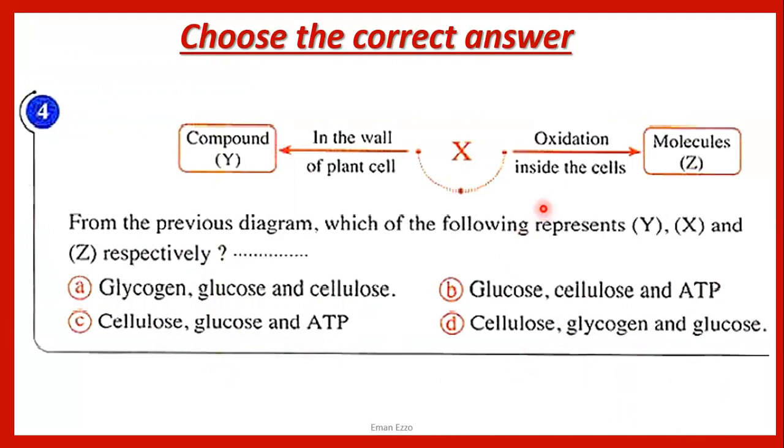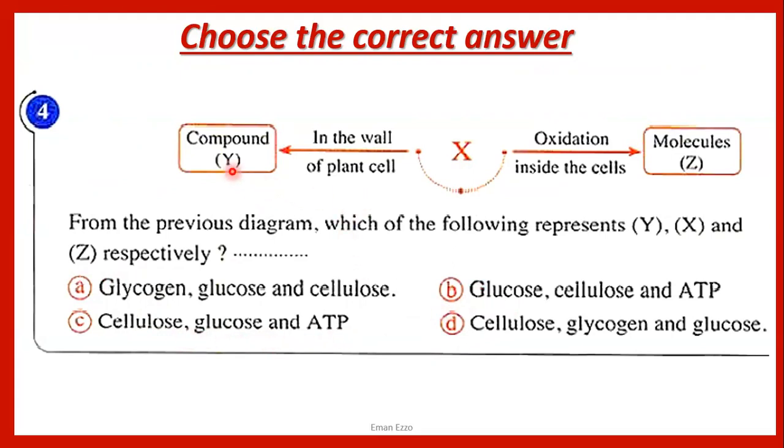طيب نبص هنا على الدايجرام. هو هنا بيتكلم على enter in the wall of plant cell. يبقى احنا هنا بنتكلم على البلانت، يبقى هنا ما ينفعش ان احنا نختار حاجة فيها جلايكوجين عشان الجلايكوجين دي موجودة في الانيمالز والهيومنز بس. فهنا هنشيل A وهنشيل D. يبقى احنا التشويس اللي قدامنا C او B.